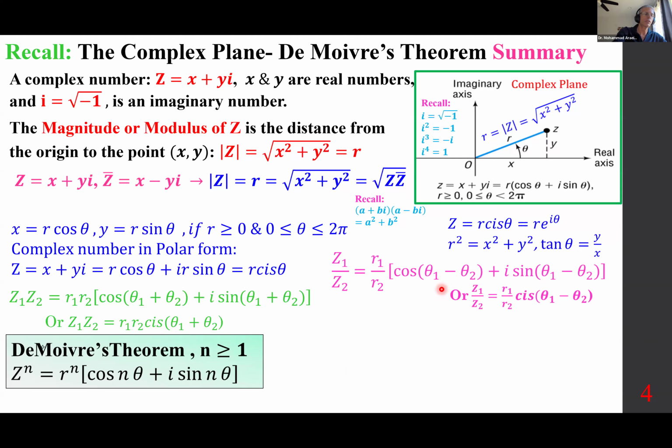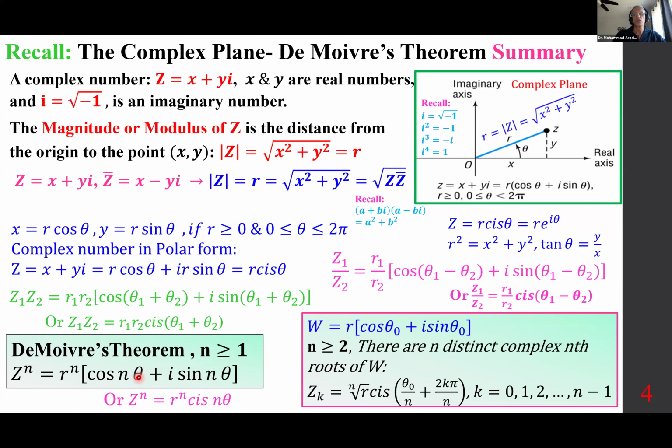De Moivre's theorem says if you want to raise z to the power of n, raise r to the power of n and multiply the argument by n. So r to the power of n cis n theta. If you want to take a root, you write it and take the root as follows: the nth root of r, and then cis of theta over n, plus 2k pi over n, using k equals 0, 1, 2, and so forth. 2k pi over n or 360 degrees k over n means the same.